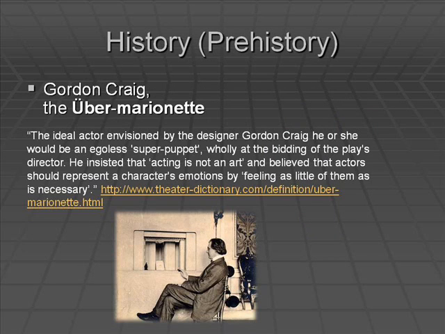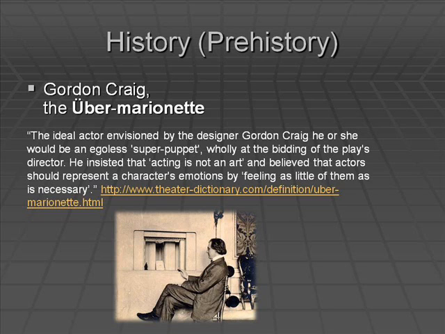The entire concept of non-human actor begins to take shape in the 20th century, especially with the work of the theater designer Gordon Craig and his Uber marionette. The ideal actor envisioned by Gordon Craig would be an egoless super puppet, wholly at the bidding of the play's director. He insisted acting is not an art and believed that actors should represent the character's emotions by feeling as little of them as possible.